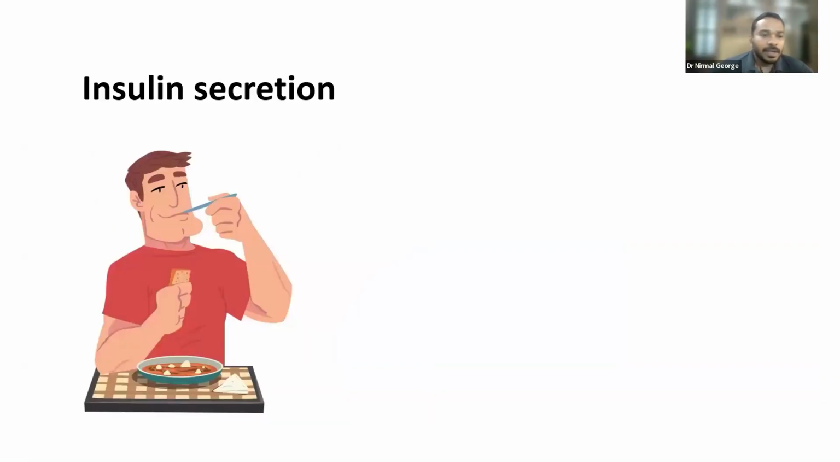So 50% of the insulin that is produced in our body and present in the secretory vesicles is secreted into the bloodstream at very low amounts. This is known as the basal insulin secretion. And the rest of the 50% of insulin secretion occurs when you are taking a meal.